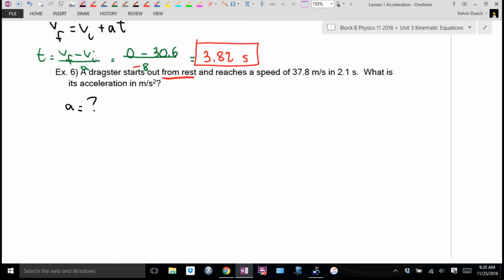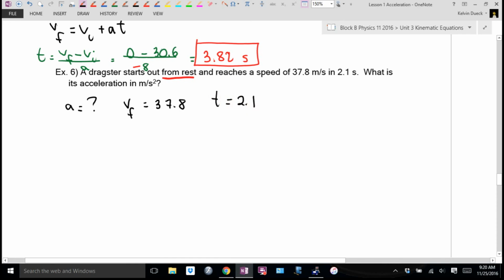What's that 37.8? What's that 2.1? I need something else, isn't enough. What's 0? Okay. I'm looking for an equation that has an A, a VF, a T, and a VI. Well, it's the one from the top of the page. It's VF equals VI plus AT.